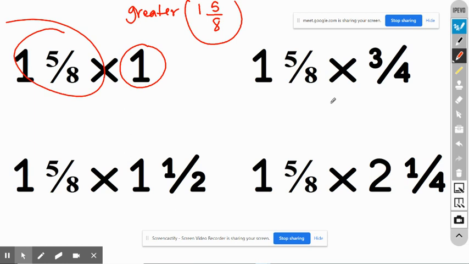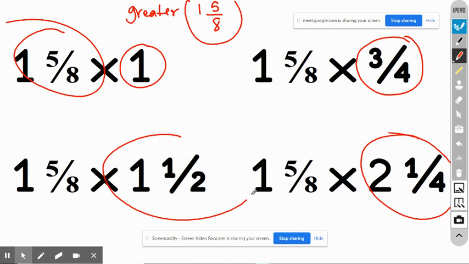So look at these 3. Here I multiplied by 3/4. Here I multiplied by 2 1/4. Here I multiplied by 1.5. Who can tell me one that, when I multiply by it, is going to give me an answer that is actually greater than this? You can raise your hand. I can see it now because I pushed the screen. Nobody? Jimmy.